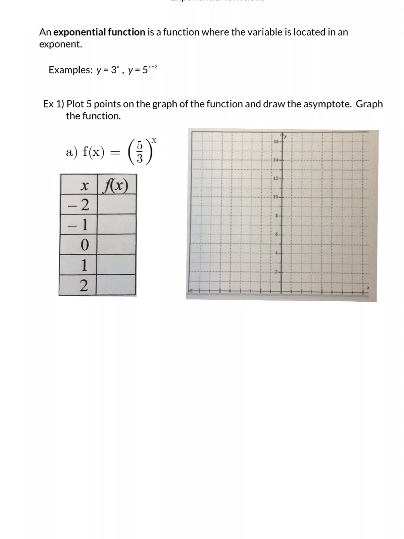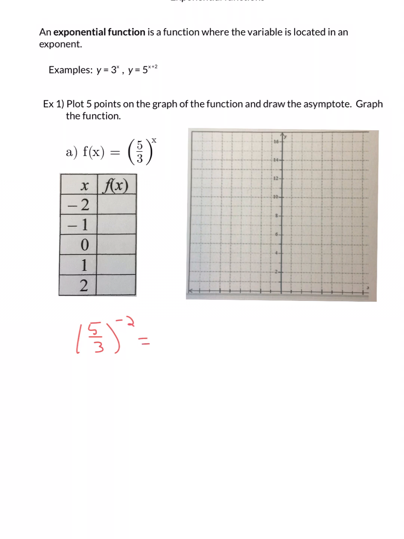When your exponential function contains an exponent of plain x, it's not having anything added or subtracted to it, it's just plain x. My suggestions for what points to use are -2, -1, 0, 1, and 2, as you see in the table that I have created. So we're going to start by putting -2 in for x. When we do that, we will have 5/3 to the -2 power.